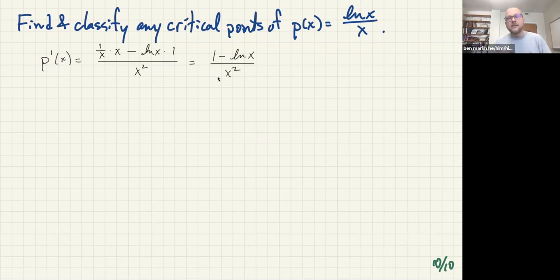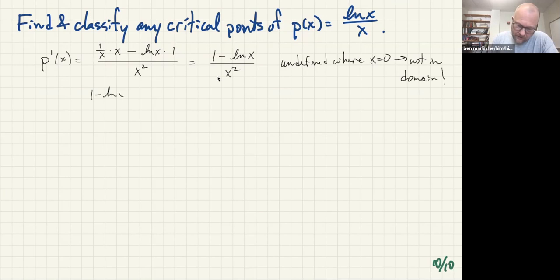Now, first thing you do is to see, is it undefined anywhere? Yes, it's undefined where x is equal to 0, but that is not in the domain of our function. You can't take the natural log of 0 and you can't divide by 0, so we didn't have to worry about that. Okay. So what we really have to do is to take 1 minus log x over x squared and set it equal to 0.